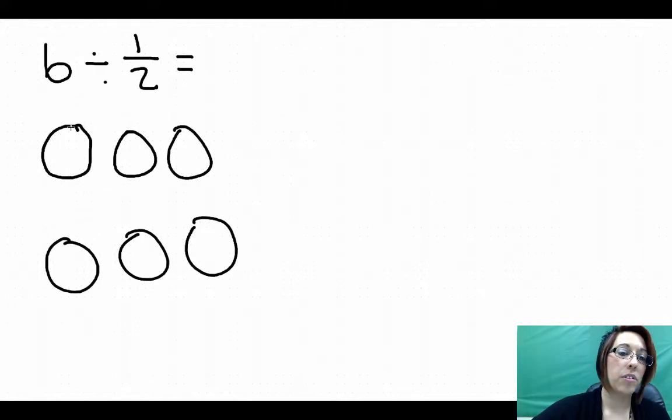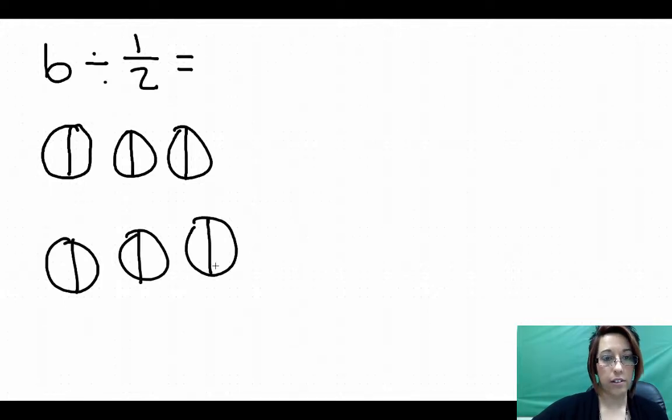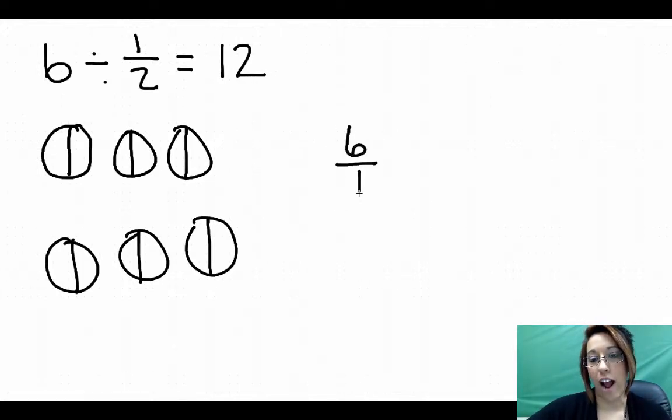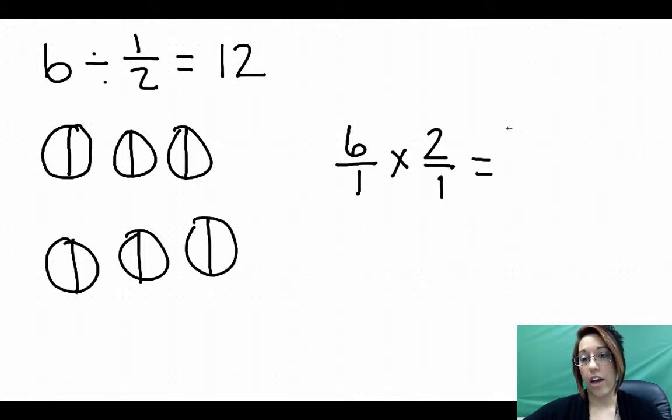There are 6 wholes. Each of those I'm going to divide into 2 sections. So when I look at that, 6 divided by 1/2 gives me 2, 4, 6, 8, 10, 12. So when I do the algorithm, I keep my 6 and turn it into a fraction, switch the sign to multiplication, and then flip my next fraction to be 2 over 1, and that equals 12 over 1, which equals the whole number 12.